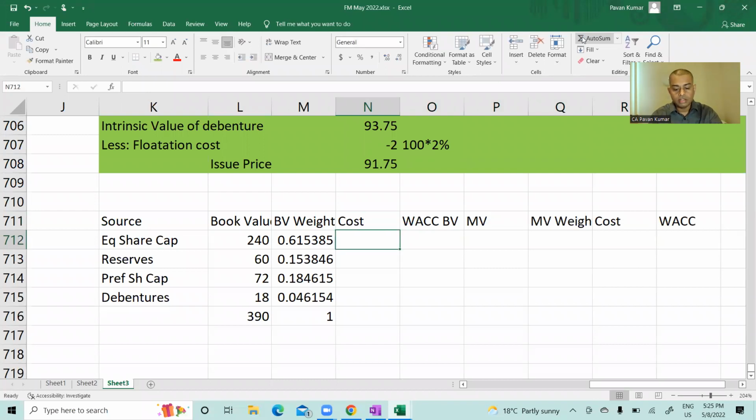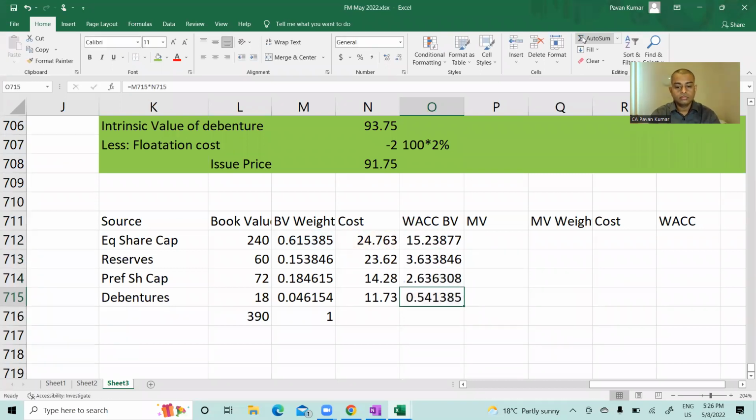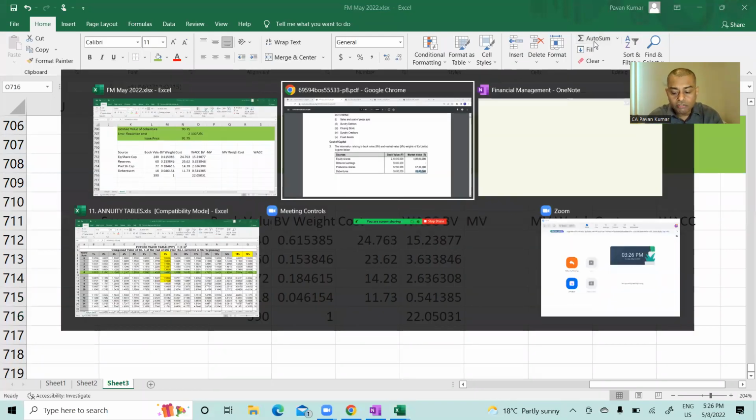Cost of equity: 24.763. Okay. Next, for the reserves, 23.627. Okay. Next, preference share 14.286. Okay. Next, for debentures, 11.734. So multiply. The weighted average cost of capital based on book values is 22.05%. You understand?